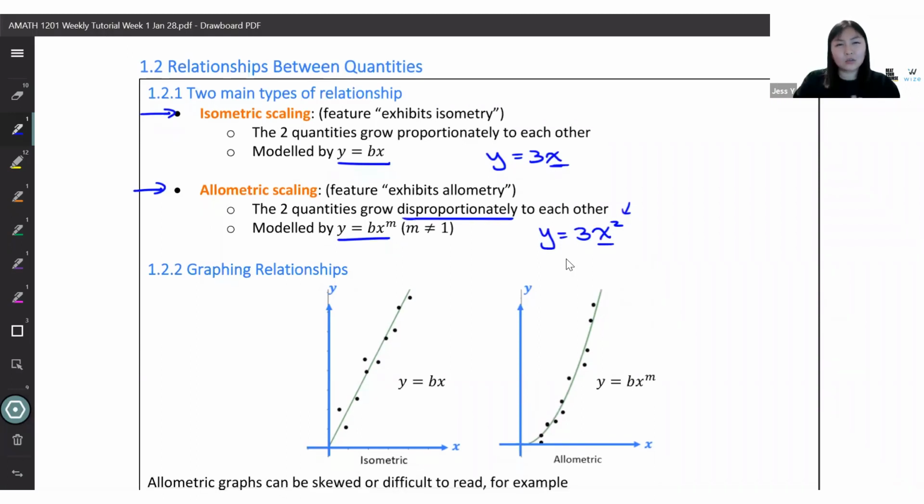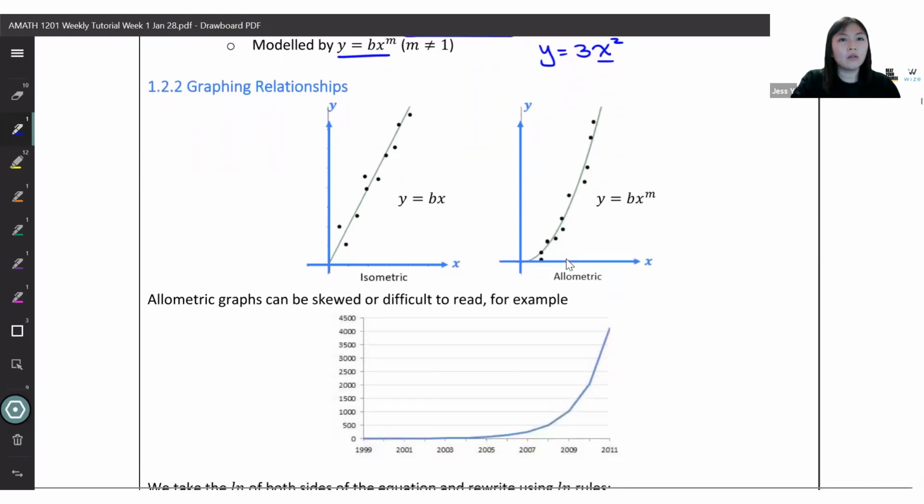I think for these two relations, probably the names are something not a lot of you have seen before this class, right? But in terms of y equals bx and y equals bx to the m, a lot of you are familiar with that equation. What might be new is something called the log-log graph, right? That might be something new to you. So I'm going to cover that right now.